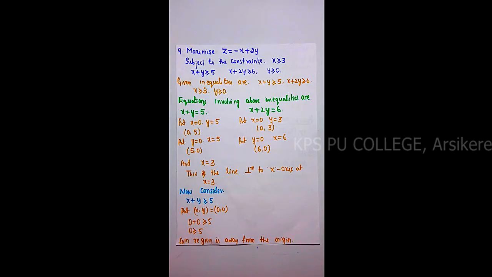Okay. So, as usual, take the given inequalities, then convert them into equations, because we need to find the feasible region determined by all the constraints, including the non-negative constraints. Clear?